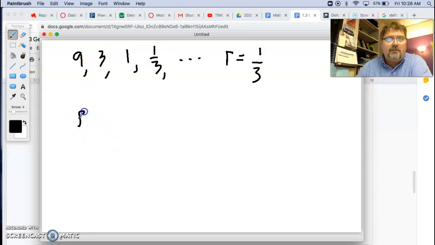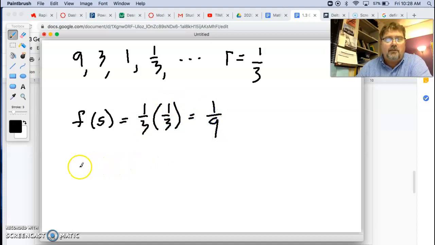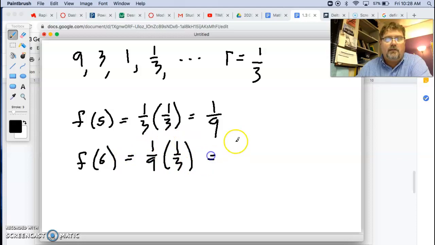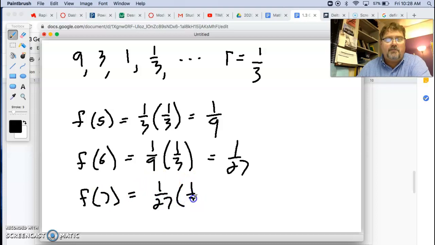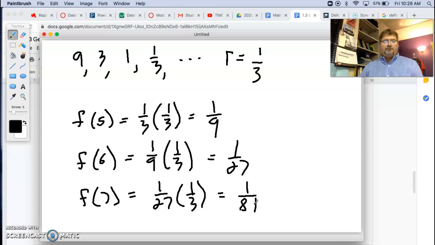So we're looking for f of 5. Well, we know we need to multiply that 1/3 by the common ratio, which is 1/3. And last time I checked, that was 1/9. F of 6, well, that's going to be 1/9 times 1/3, right? And you'll get 1 over 27. F of 7, one more time here, 1 over 27 times 1/3. See, I'm just multiplying by that 1/3 over and over again. And you get 1 over 81.